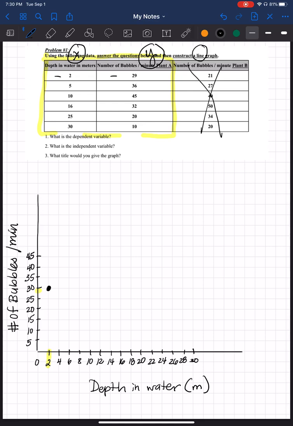right? And then the next one is going to be 5 and 36. So I'm going to find 5, which is going to be between 4 and 6, and then 36, which is going to be a little over 35.